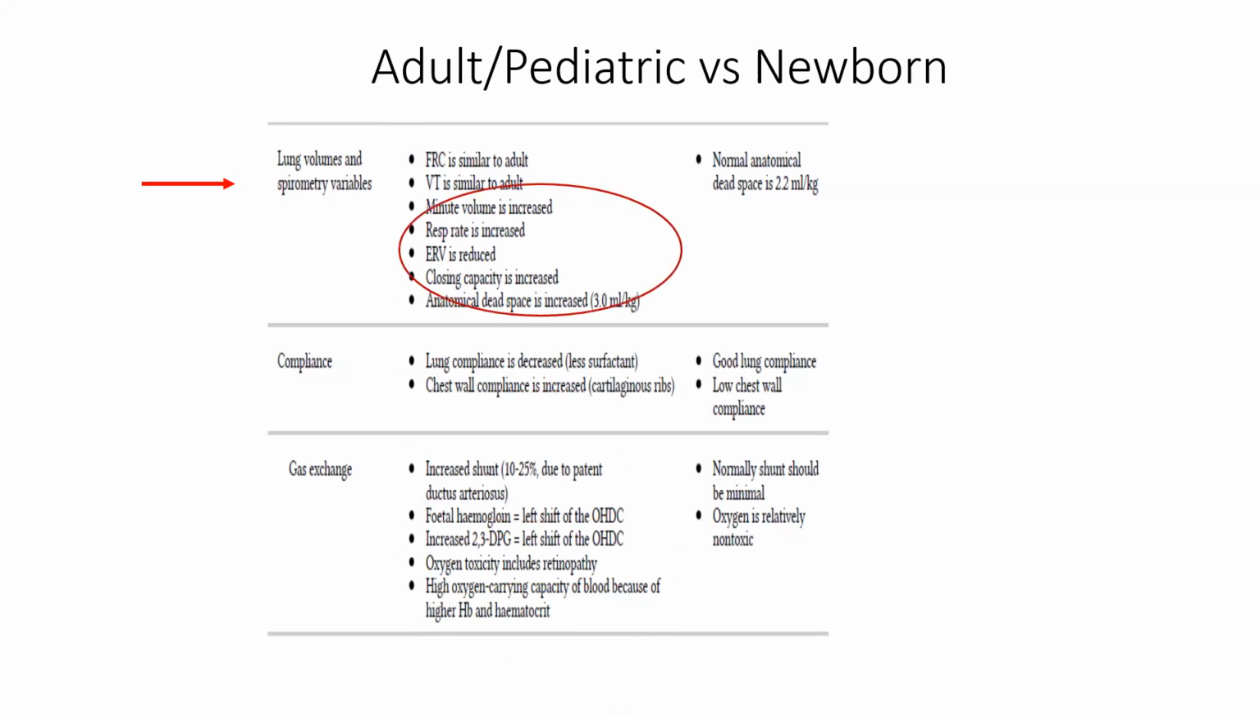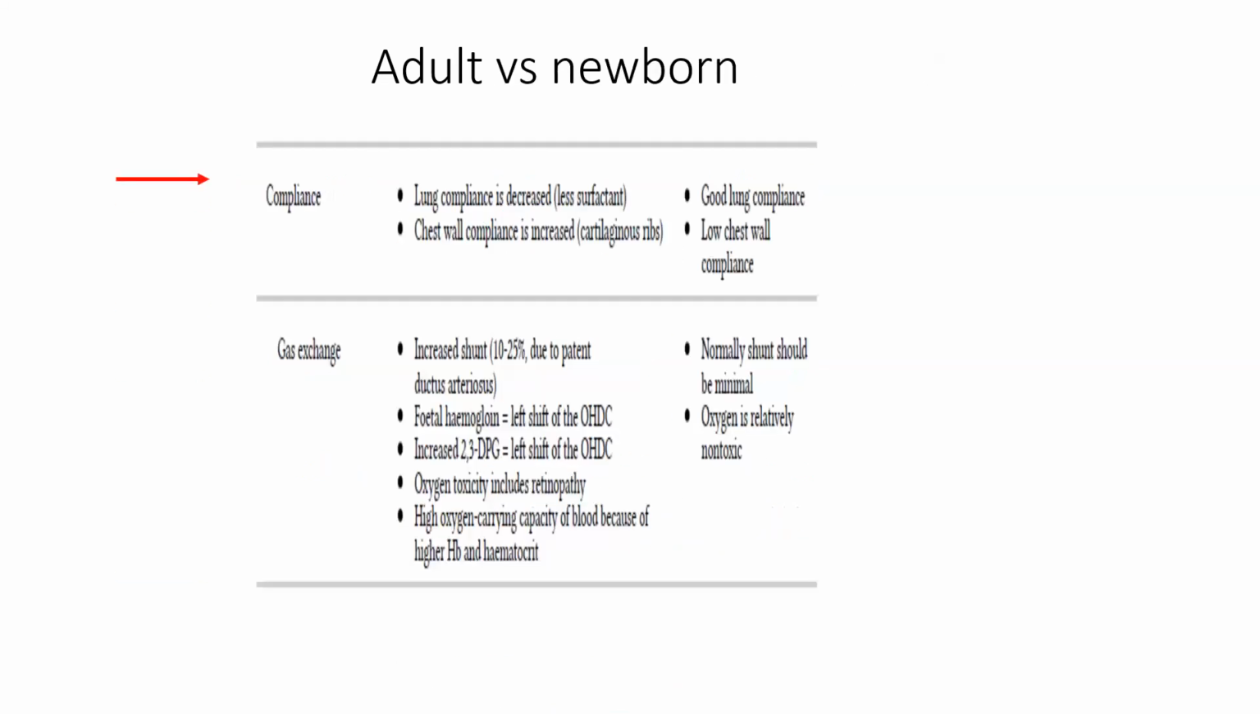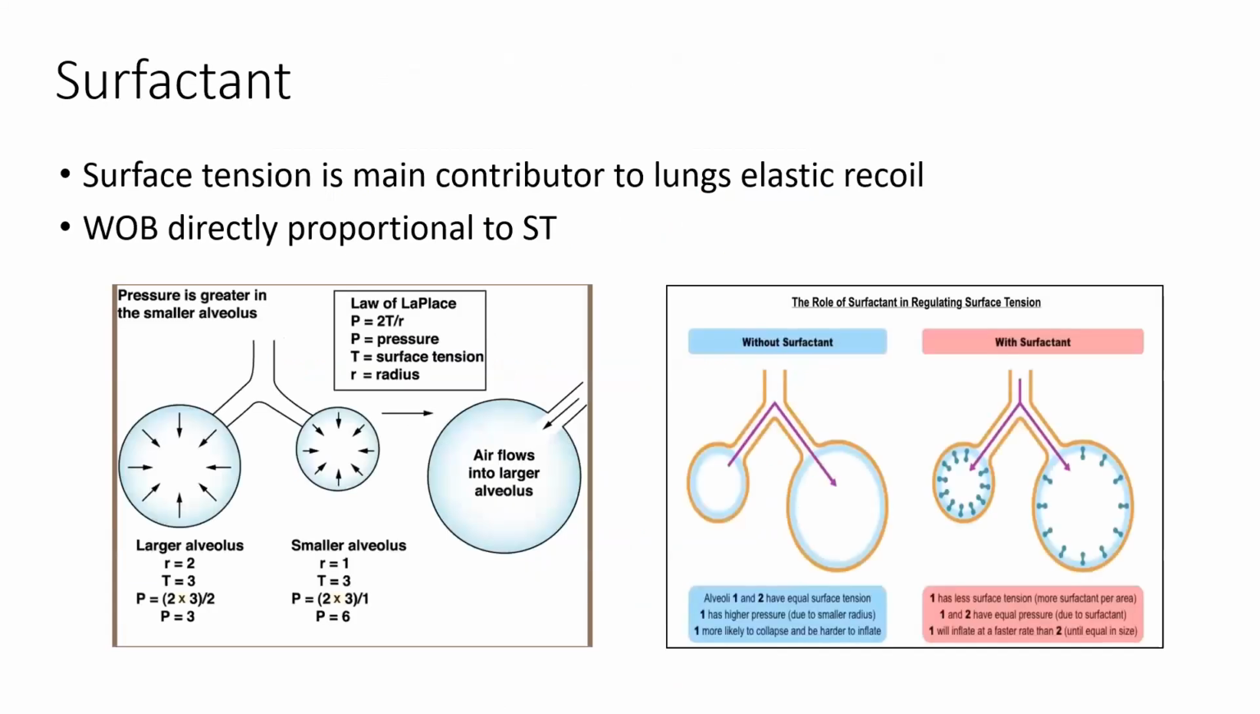Compliance is low because of the surfactant deficiency, which we will talk about in detail. Surfactant helps the alveoli stay distended, and without surfactant the alveoli collapse. With surfactant, they become better and gas exchange improves.